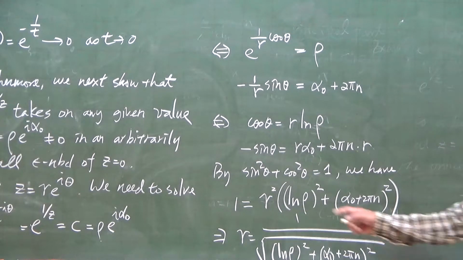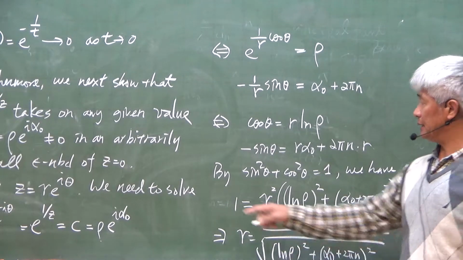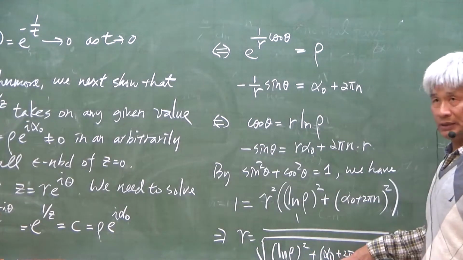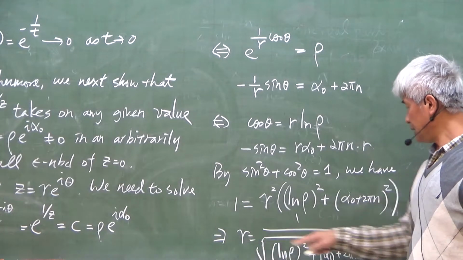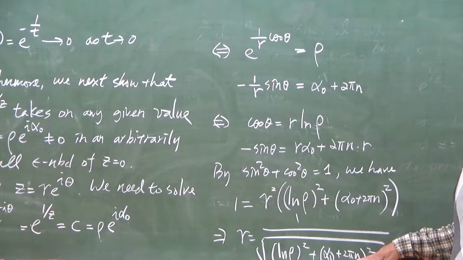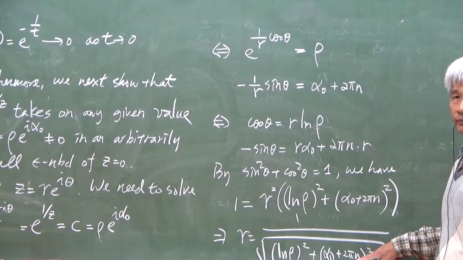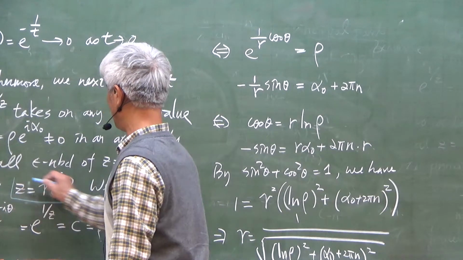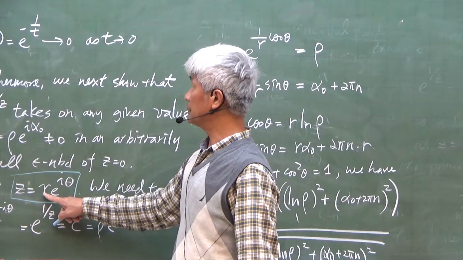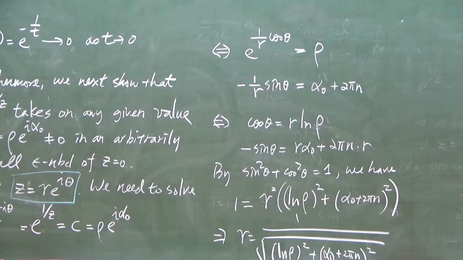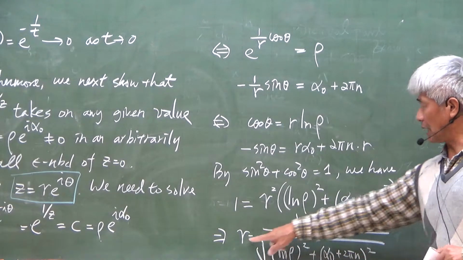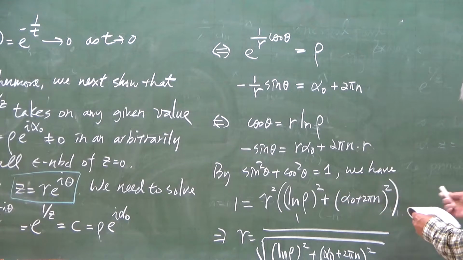So we can find r. If we know already what rho is, and we know what alpha 0 is, r can be chosen very small when we take n big. Remember, we want to solve for the z here. So for any epsilon, quite small, we just let r be less than epsilon. We can always select an n big enough such that r is quite small. So we find r.